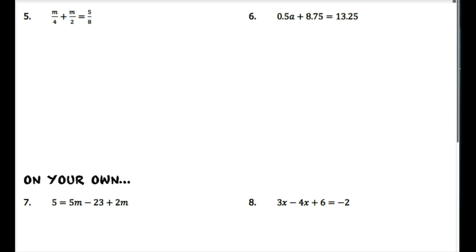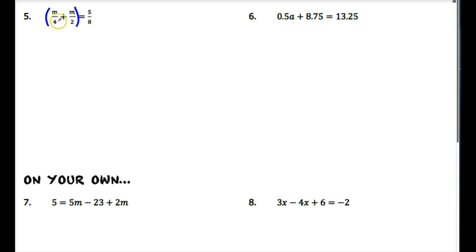Okay, let's go ahead and look at number 5. I'm going to do the same thing I did on number 4 here on number 5. I've got 3 fractions in this problem. I don't like having fractions in my equation, so I'm going to get rid of those right away. So I'm going to look at my denominators. I'm also going to draw in parentheses because this is a sum over here.